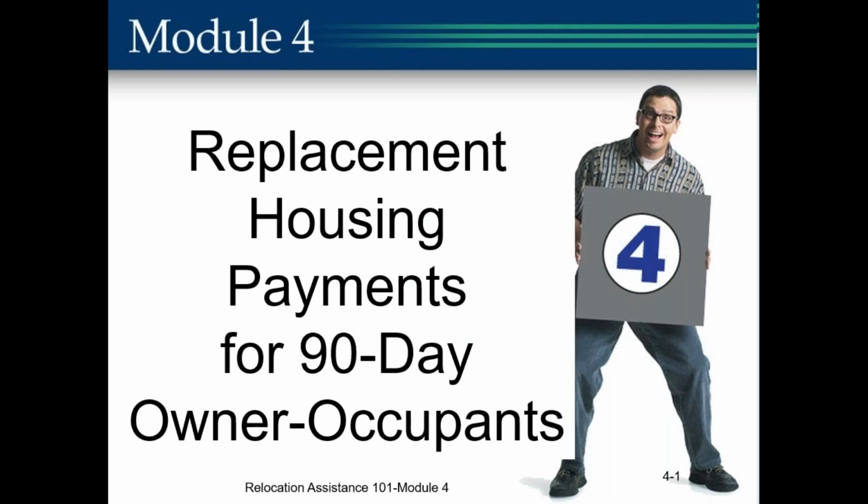Okay, the replacement housing payments of 90-day owner occupants. So in this module, we're going to discuss how to calculate the various replacement housing payments available to the 90-day owner occupants. Now in Module 3, we talked about items of comparability and the DS&S standards. We also discussed who is eligible for relocation housing payments and the different occupancy classes. Now we're going to discuss how to search for the comps and how to calculate both the offer and the final RHP. We will also discuss the 3 main components that make up an RHP payment.